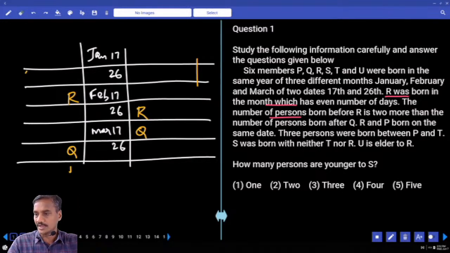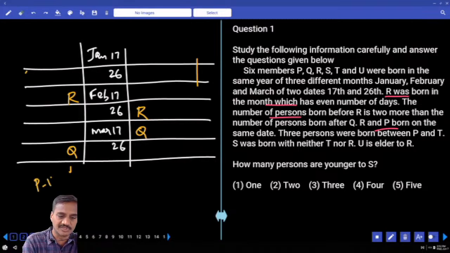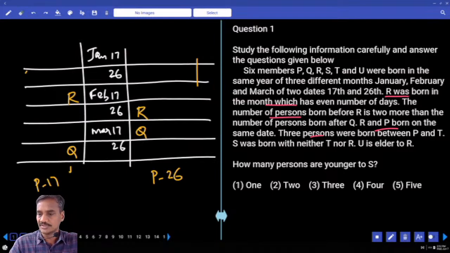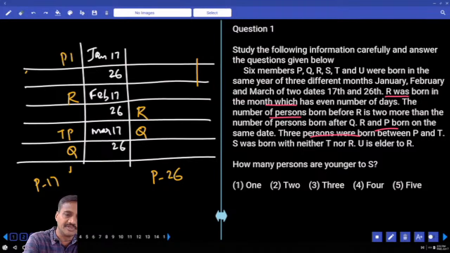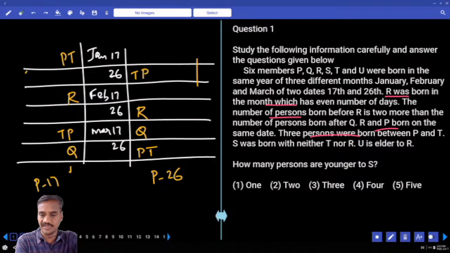Then next one. R and P were born on the same date. Now in this case P is born on 17. Now in this case P is born on 26. And next one, 3 persons were born between P and T. If P is here, 1, 2, 3, T will be here, or P or T. Now in this case P is on 26. If P is here, then 1, 2, 3, T will be here, or if P is here, T will be here.